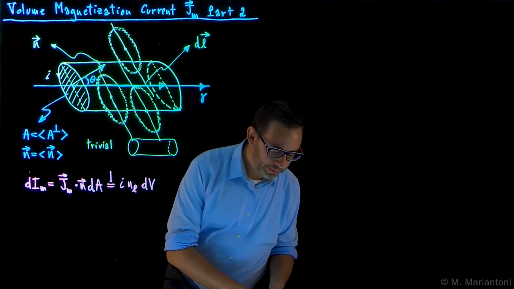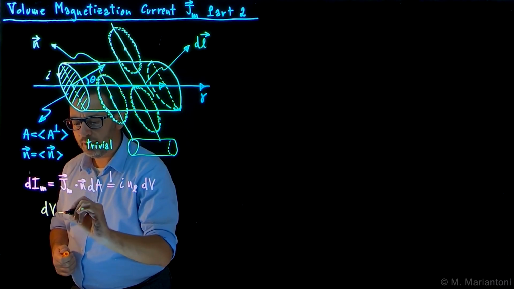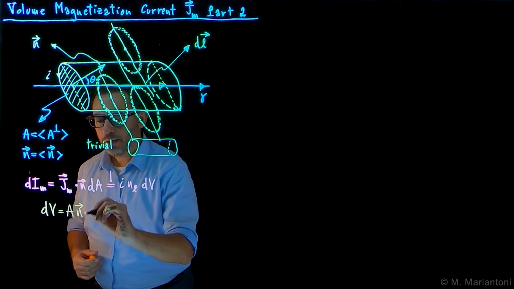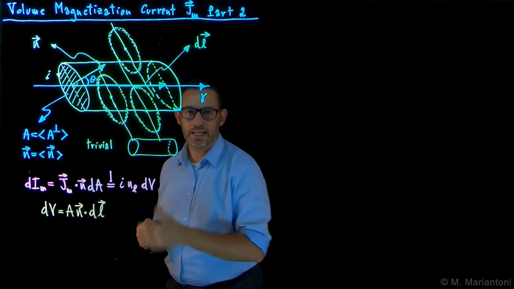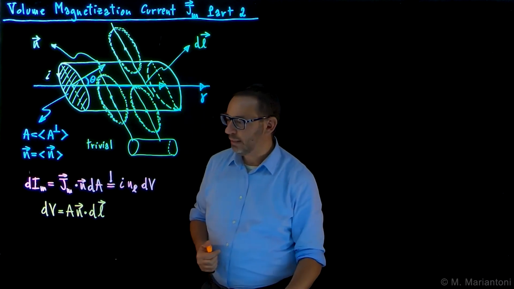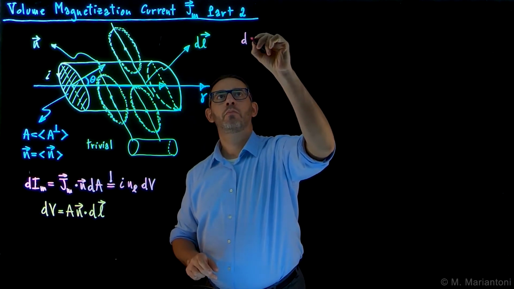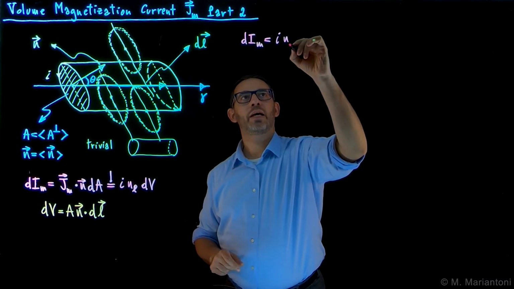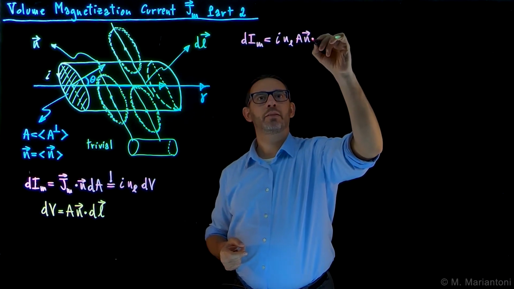And how do we find the volume of this slanted cylinder? We did this already before. dV is the base A times n dotted with dl, which gives a cosine of theta, which makes sense because it's the height of this slanted cylinder. We have seen this before when we studied electric materials. So now we know this volume dV. This implies that we can rewrite dI_M as I, the current, times n_L times A times n dot dl.